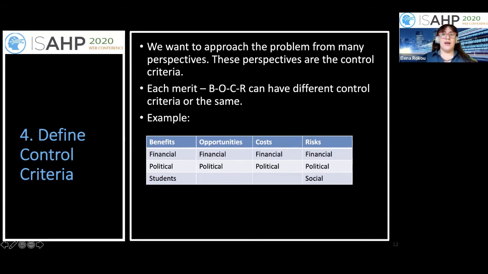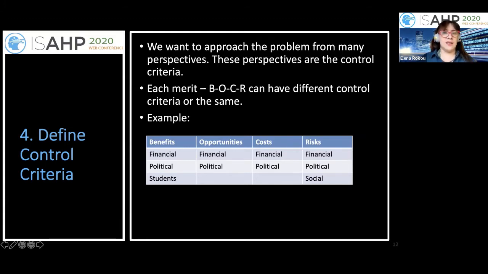In other words, I'm asking myself, having the benefits of actually analyzing the benefits of privatizing the university, let's take one of the two alternatives. All right, what kind of benefits can I think of? I can think of some financial benefits, some political benefits, and probably there are a lot of benefits for the students.